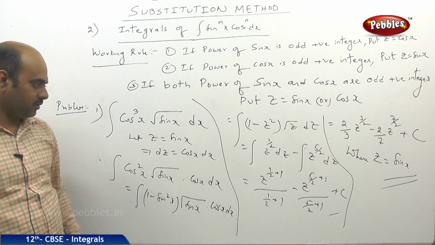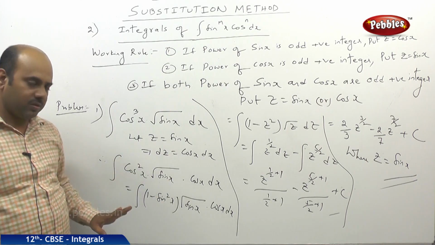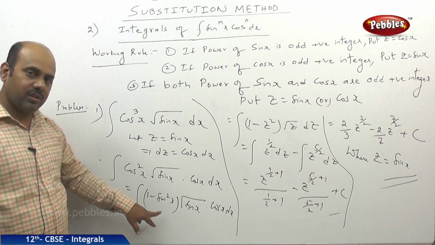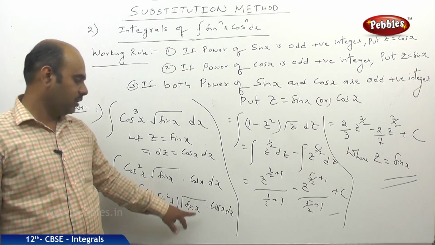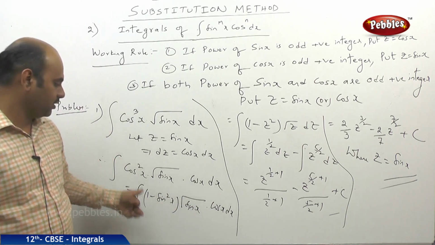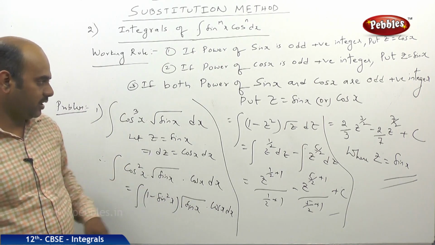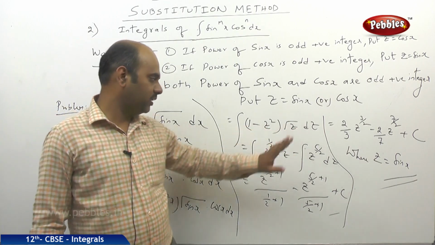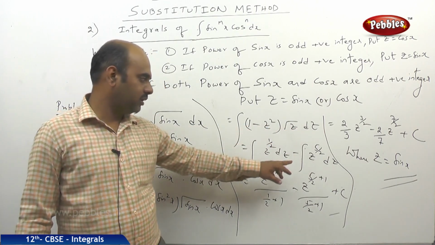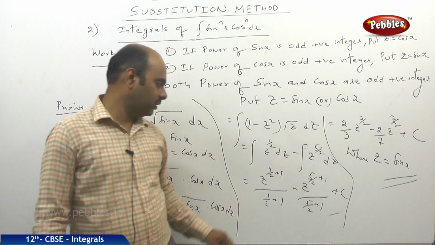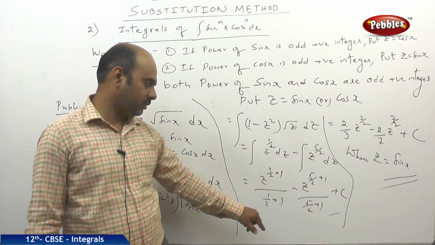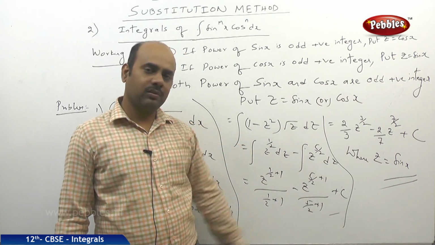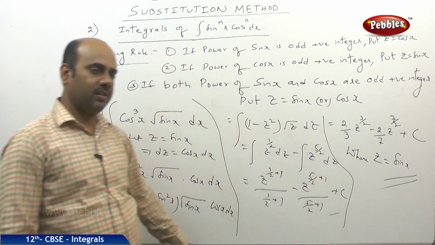Put z is equal to sin x, dz is equal to cos x dx. Here we need to observe carefully: cos square x can be written as 1 minus sin square x, into root sin x into cos x dx. So z is equal to sin x means it has been transformed to 1 minus z square into root z dz. So z power 1 by 2 dz minus z power 5 by 2 dz. So z power 1 by 2 plus 1 by 1 by 2 plus 1, minus z power 5 by 2 plus 1 by 5 by 2 plus 1, plus c, and the rest of the calculation.